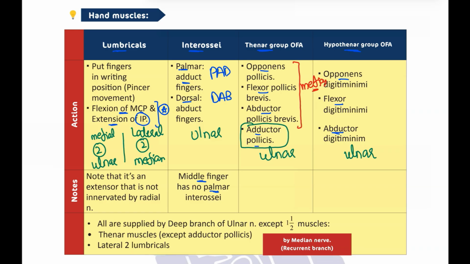Now we have these lateral two lumbricals and these three muscles of the thenar group being supplied by the median nerve. Now there is a bit of depth to the branches which can be tested on the exam. Now, the thenar muscles except the adductor pollicis and the lateral two lumbricals are supplied by the recurrent branch of the median nerve. Now, all of these ulnar muscles are supplied by the deep branch of the ulnar nerve except the 1.5 muscles of the forearm which are supplied directly by the ulnar nerve. So, these are two further extensions which can be tested.